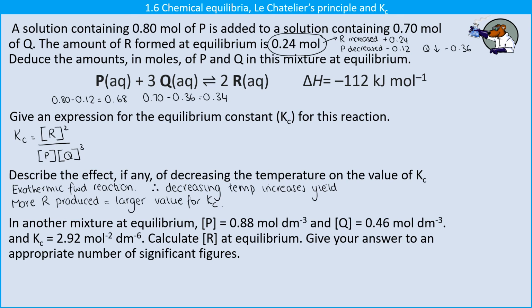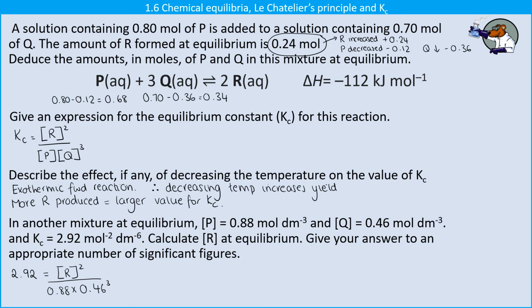And then finally, in another mixture at equilibrium, I have a concentration for P of 0.88 and a concentration for Q of 0.46. And I've got a value of Kc, which is 2.92, and I need to calculate R. So the first thing I'm going to do is get my Kc expression that I already wrote and substitute in all those numbers that I was given in the question.